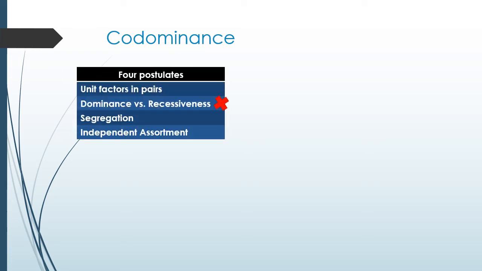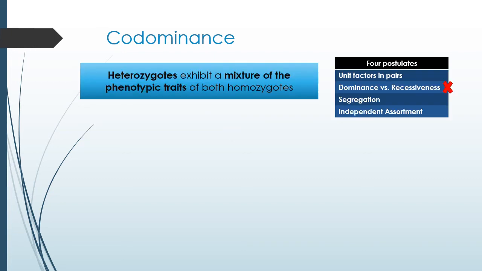Next, let us proceed to another type of allelic interaction, called codominance. In codominance, the postulate on dominance over recessiveness is not followed. In codominance, heterozygotes exhibit a mixture of the phenotypic traits of both homozygotes. The definition might seem similar to that of incomplete dominance, but these two types of inheritance patterns are totally different. We will examine where the difference between the two lies as we go along our discussion. As in the case of multiple alleles, we will be using the human ABO blood group as an example.